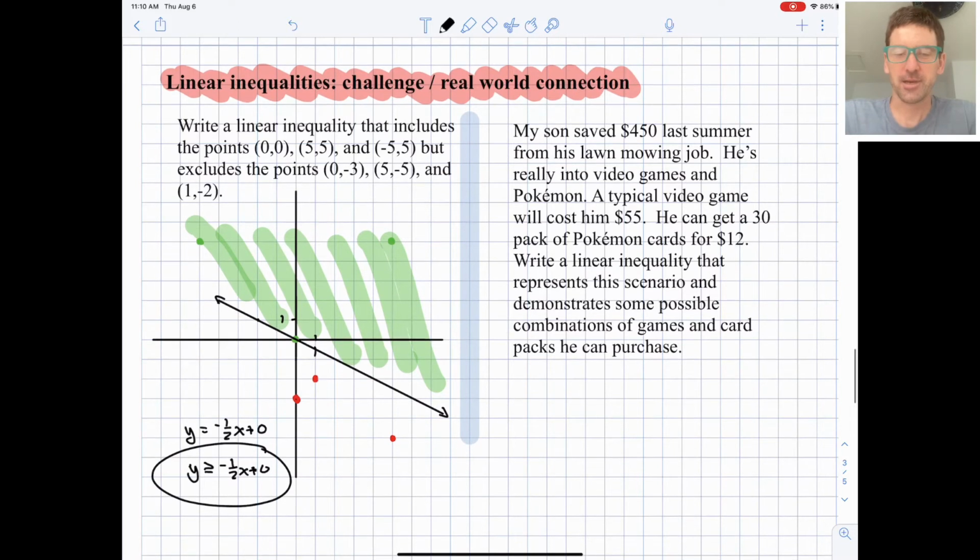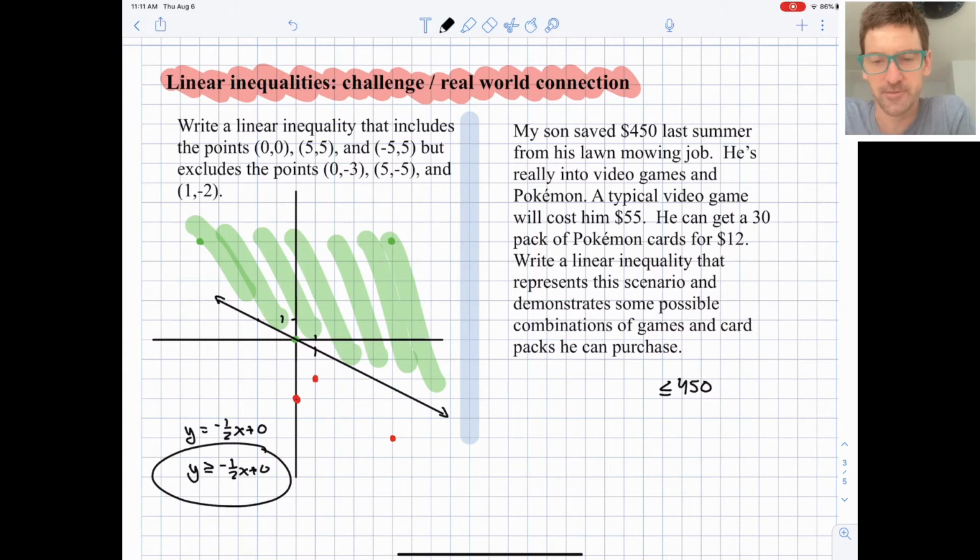Okay, next one. My son saved $450 last summer from his lawn mowing job, and he is really into video games, and he's honestly kind of too into Pokemon right now. It's a little excessive. But a typical video game costs him $55, and he can get a 30-pack of Pokemon cards for $12. Write a linear inequality that represents the scenario and demonstrate some possible combinations of games and card packs he can purchase. Okay, so it looks like we're going to have something that is less than or equal to $450. That's the first thing that I notice right there. He has to spend $450 or less.